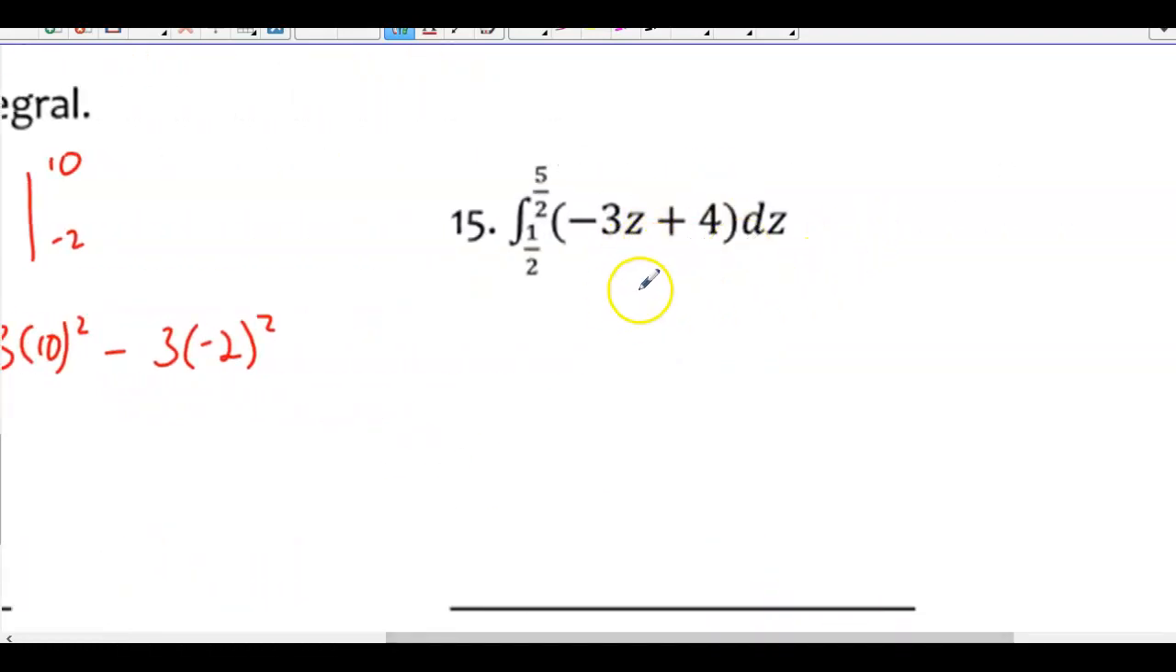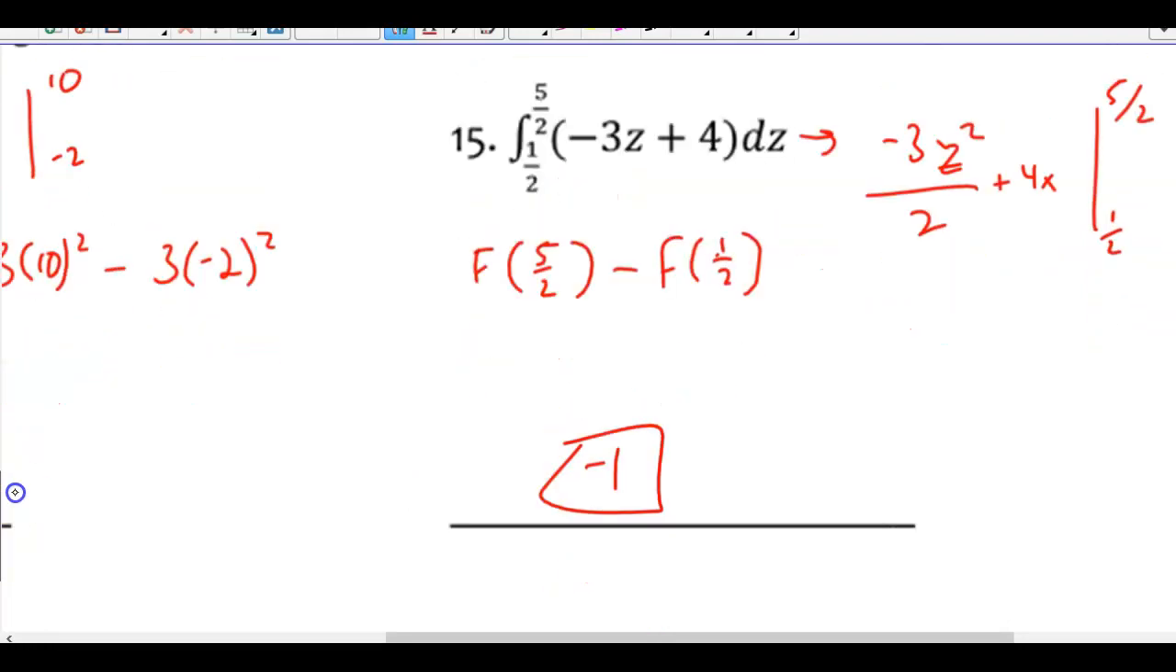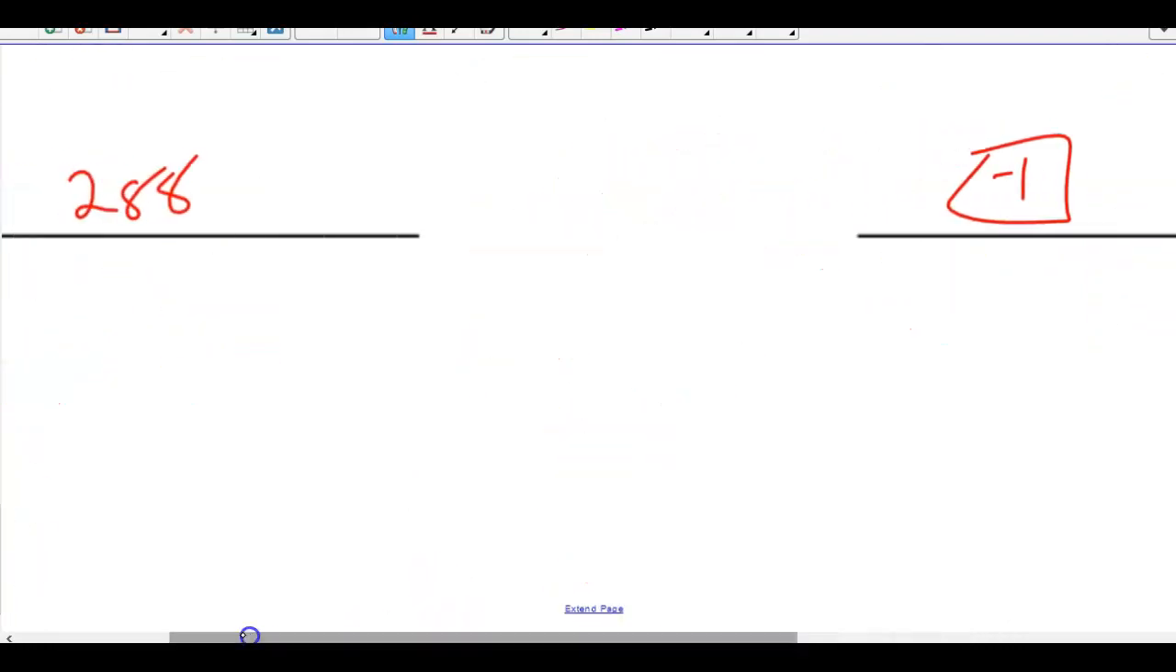This one, again, show your integration. -3x squared divided by 2 plus 4x from 1/2 to 5/2. And then show that you're going to evaluate from 5/2 minus 1/2. But anyway, when you evaluate it, 1/2 squared is 1/4. Let your work do it. All right, that's it for this page.